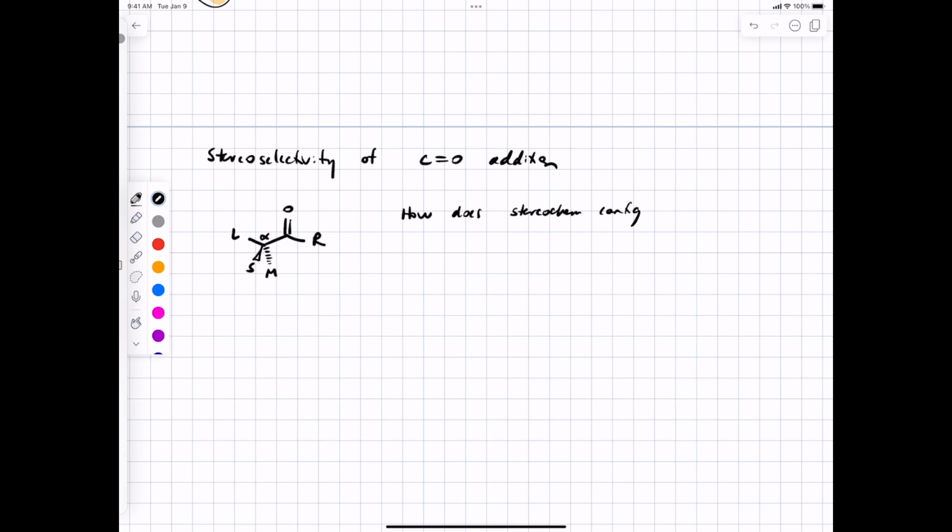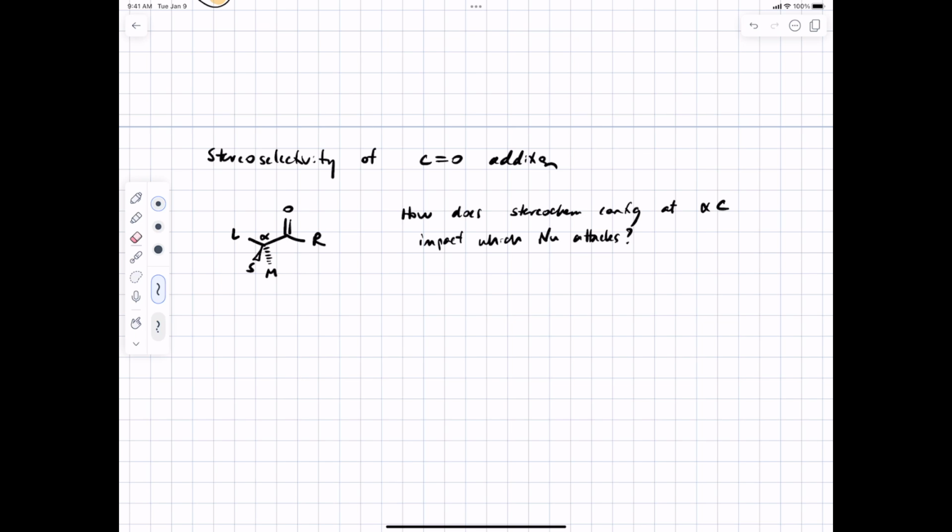Close enough. So, we're asking how does chemical configuration at the alpha carbon impact which face the nucleophile attacks. This is a good chance to review what we talked about earlier on with stereochemistry.